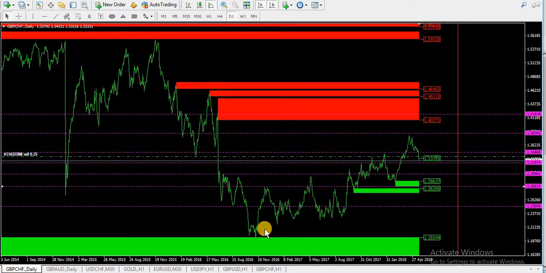I'm a trend trader, so if I had entered this trade over here, I wouldn't have gotten out until it reached this point. So basically that's how the strategy works. Trend trading. So in addition to this, you wanna plot your trend lines.